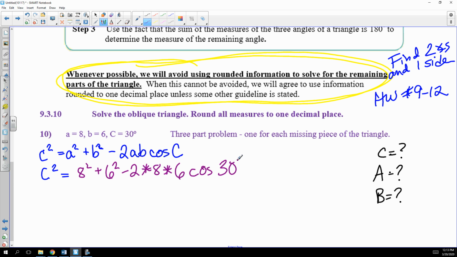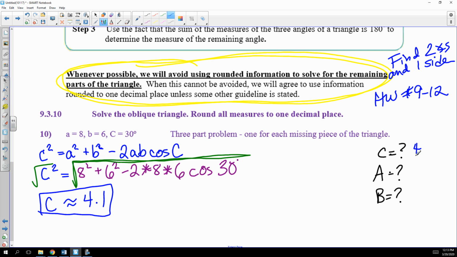If you want to type in your square root before you do the rest, you may. You really could just start it with the square root, and that'll work. If you type in the square root after, it's not going to make any difference. You're going to solve it, and you're going to get C to be approximately 4.1. And that's the length of side C.